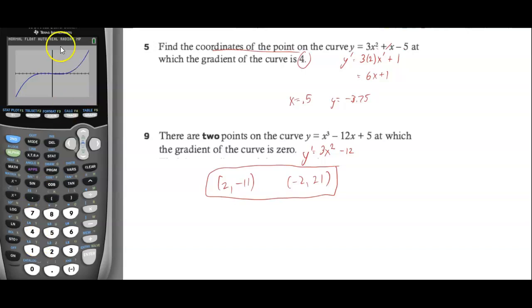Okay. So the two places that you're going to see a gradient of 0 is when this thing flattens out. So it flattens out there, right? Then it goes down a little bit, and then it flattens out here again. So one of the points would be around here, and one of the points would be around here. So one of them is negative 2, 21. That's here. And the other one's going to be around 2, negative 11. That's here. So you can kind of imagine what the 2 points are which have slopes of zero. Okay, that's it.